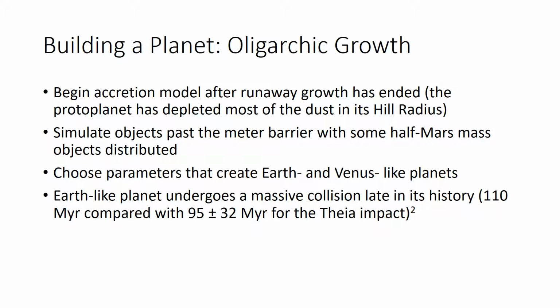First, the authors run a simulation of oligarchic growth to produce an Earth and Venus-like planet. Oligarchic growth follows runaway growth when the mass within the Hill radius is depleted, and consists of a few larger moon to half-moon-sized objects accreting meter to kilometer-sized objects, with occasional collisions between the more massive objects. The parameters chosen in this model are based on previous work by this group and produce the desired planets while also recording a late, massive collision with the Earth-like object.